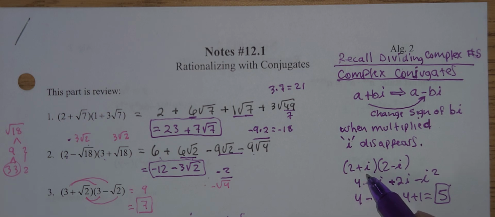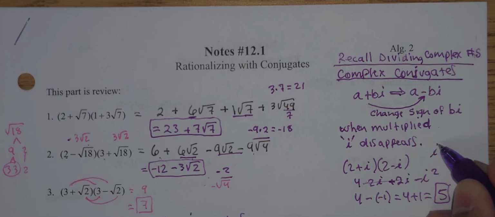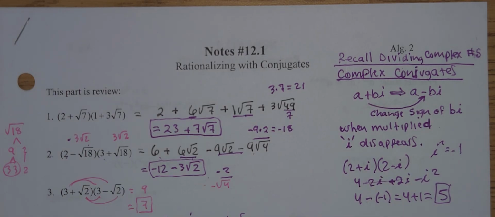So for example, 2 plus i times 2 minus i gives you 4 minus 2i plus 2i minus i squared. But negative 2i plus 2i cancel out. And then don't forget that i squared is equal to negative 1. So then you have minus a negative 1, and you just add 4 plus 1, which is 5. So in the end, there is no i left. That's the idea with conjugates.